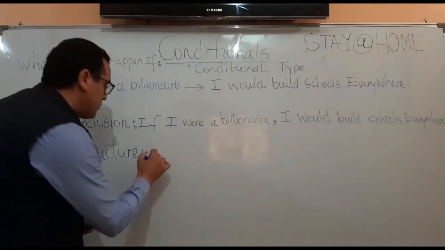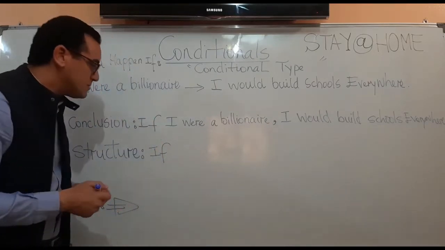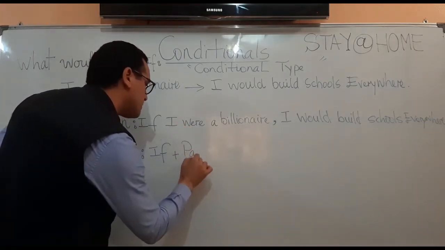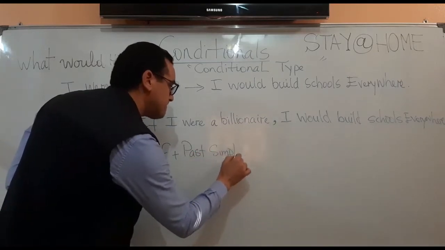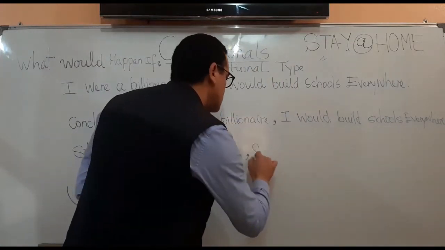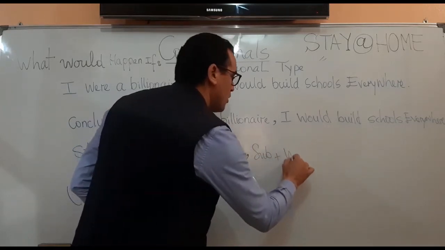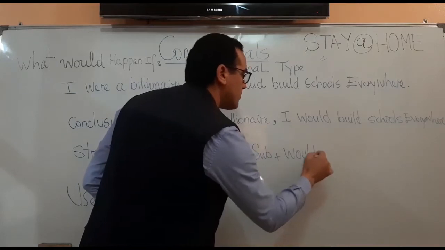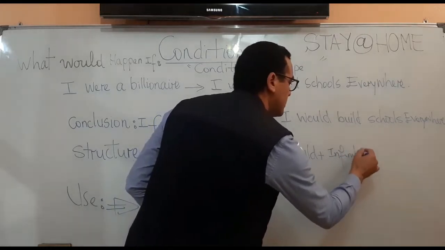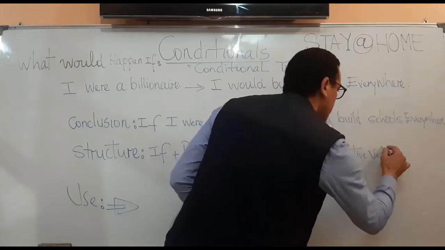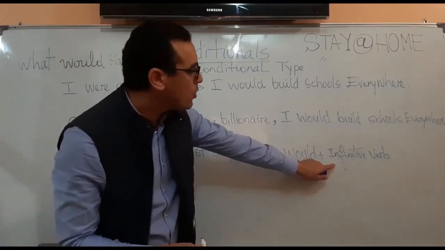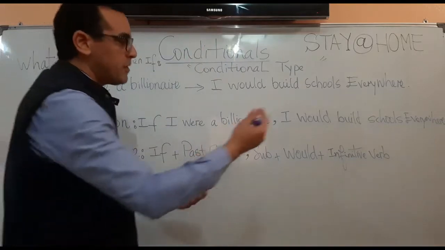Let's have a look at the structure. Here we have the conditional expression, which is if plus what? We have the past simple. What's the result? It gives us subject plus would plus what? Build. Infinitive verb, or if you want, verb in the infinitive form. So we have if plus past simple, the subject plus would plus infinitive verb.